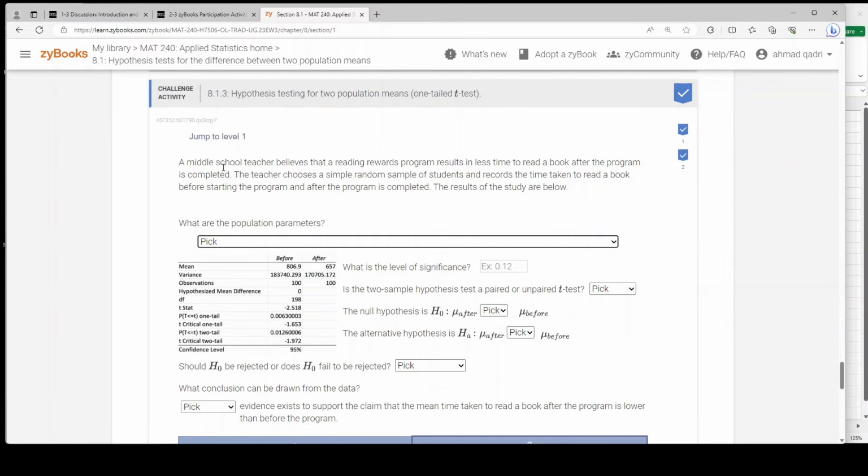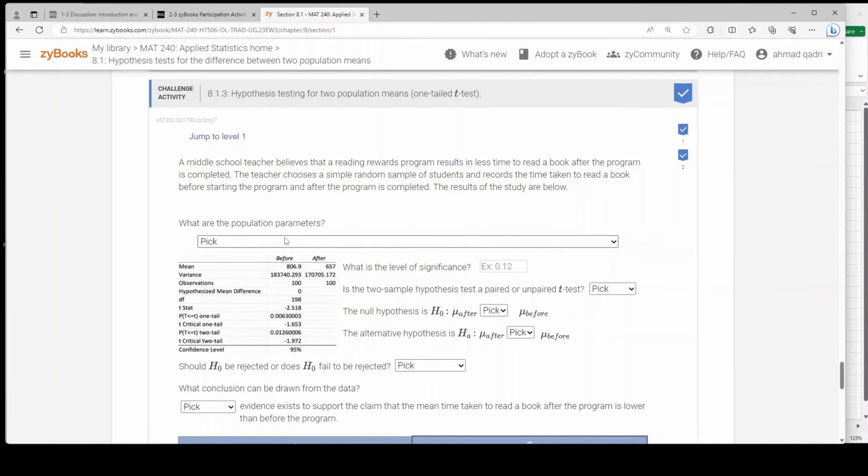And the next question here is, a middle school teacher believes that a reading rewards program results in less time to read a book after the program is completed. So the program is increasing the speed of reading the book. So the teacher chooses a simple random sample of students and records the time taken to read a book before the program and after the program. And so the results are shown here.